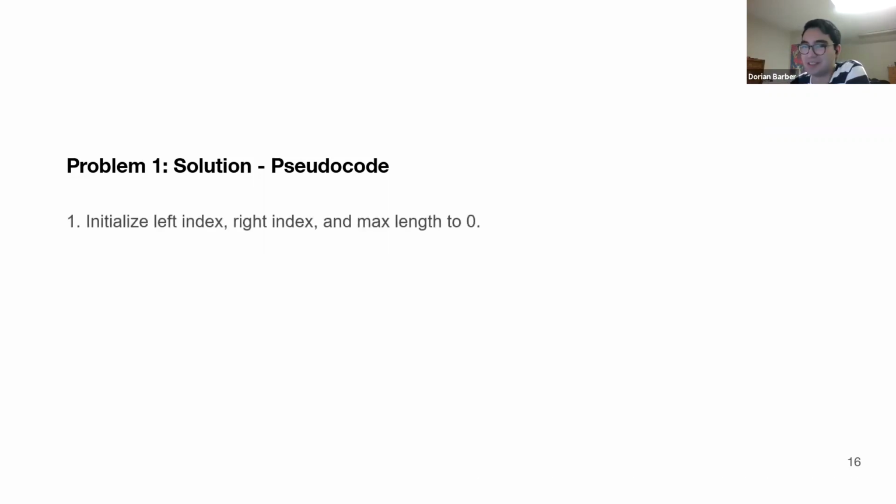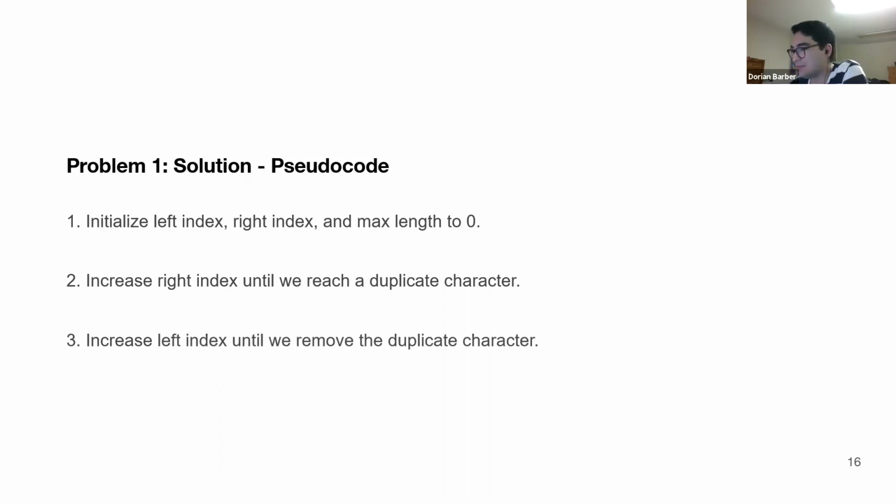The first thing we need to do is initialize the left and the right index and max length to 0. The left index and the right index will act as our window, and the max length we'll need to keep track of throughout our algorithm. The second step is what we saw in that example: we push the right index along until we reach a duplicate character. Once we've hit a duplicate character, the only thing we can do is push the left index along until we remove the duplicate character. This is where the set comes in handy, because the set has constant time operations, so we can remove, add, and check in constant time, which is really helpful.